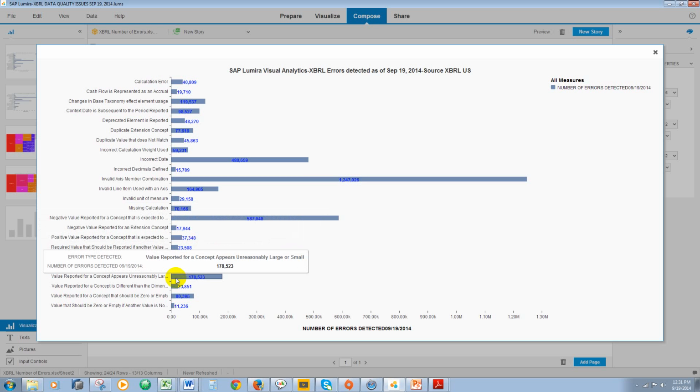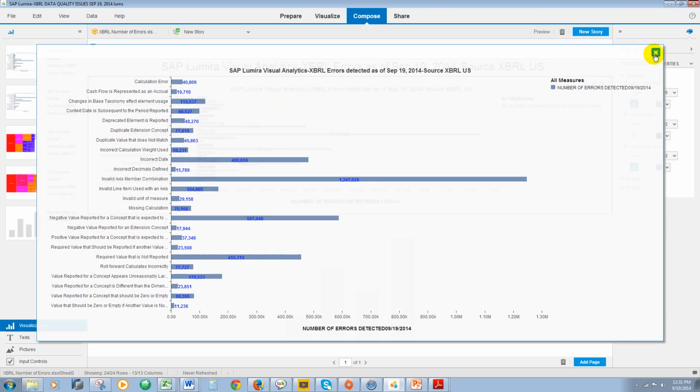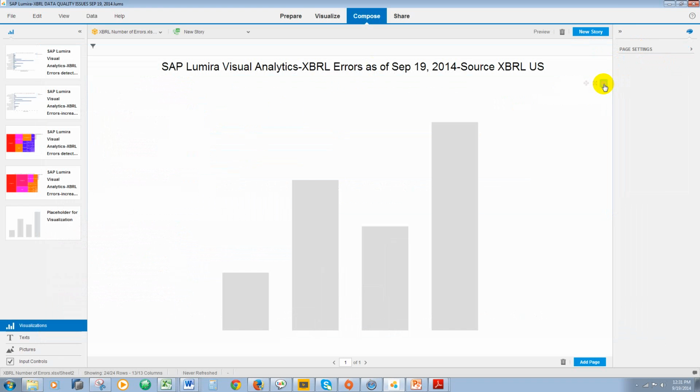And then we have value reported for a concept appears unreasonably large or small, so that stands at 178,523. So that is also affecting the accuracy of the data. So these are some of the major errors. So let us now look at the growth in these errors over a period of time.